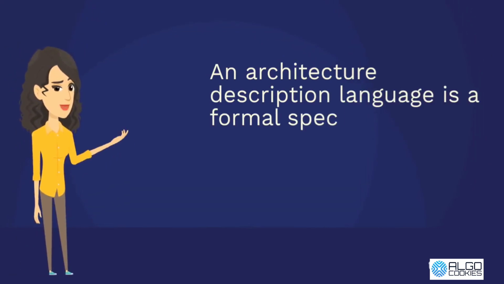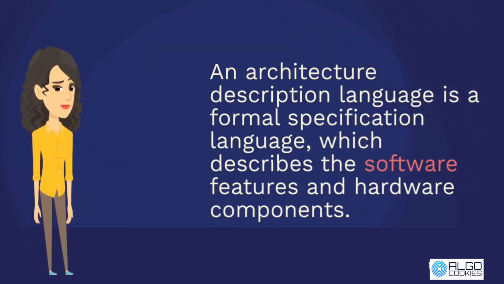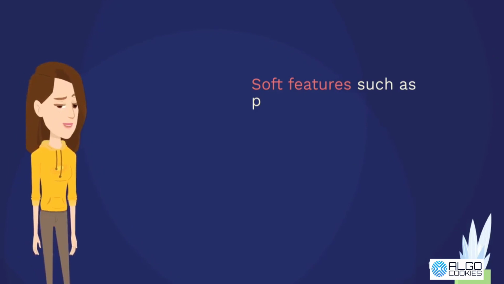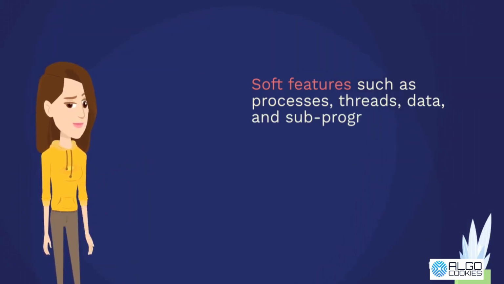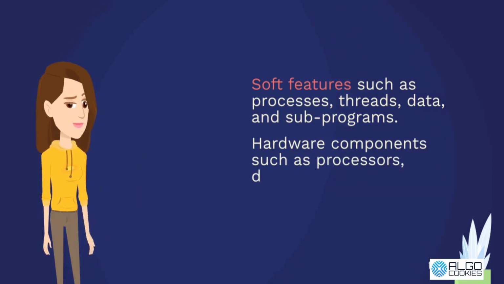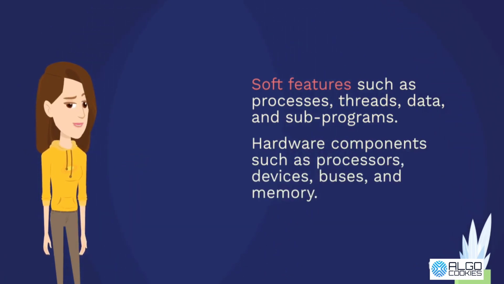An architecture description language is a formal specification language, which describes the software features and hardware components. Soft features such as processes, threads, data, and subprograms. Hardware components such as processors, devices, buses, and memory.